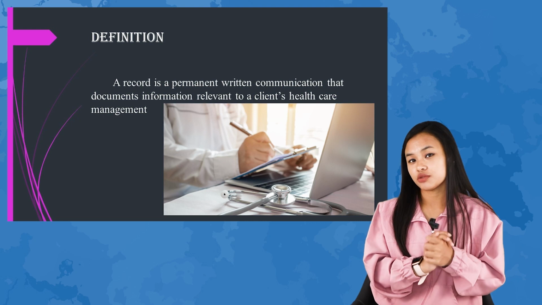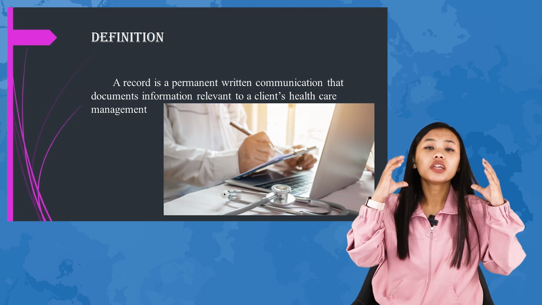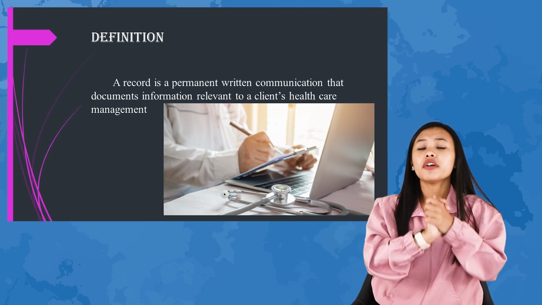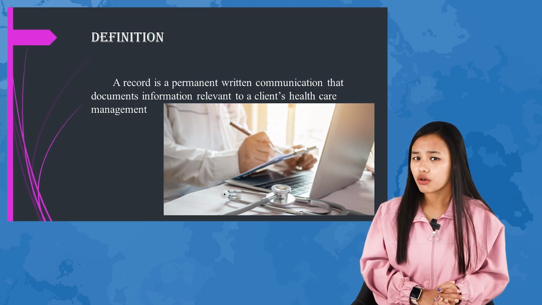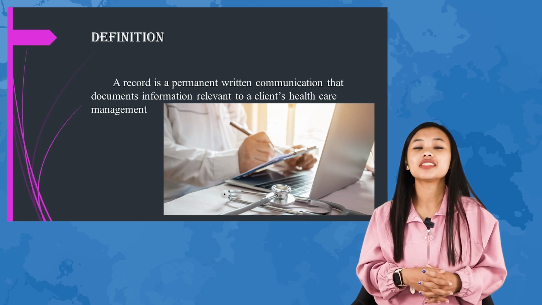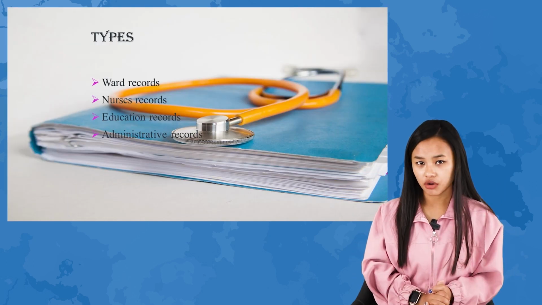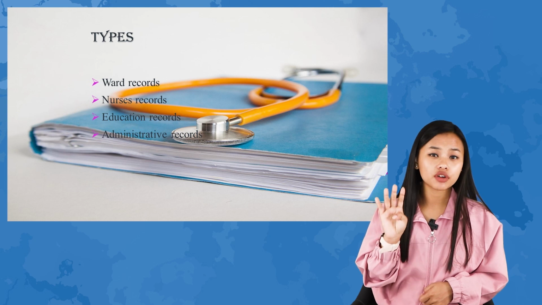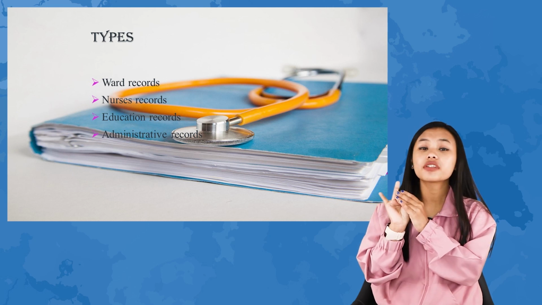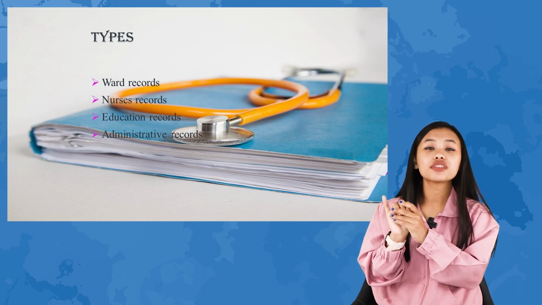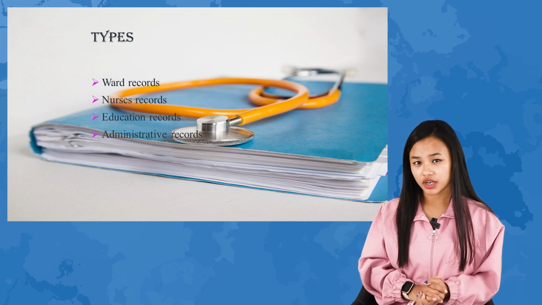We also know that this record serves as a permanent written communication, so it is very important that we always record everything that is going on with the client. This record is very, very important, and it is widely used in each and every hospital. When we talk about records, there are four types: the first is the ward record, the second is the nurse's record, the third is the educational record, and the fourth is the administrative record. Now let's look at each one in detail.